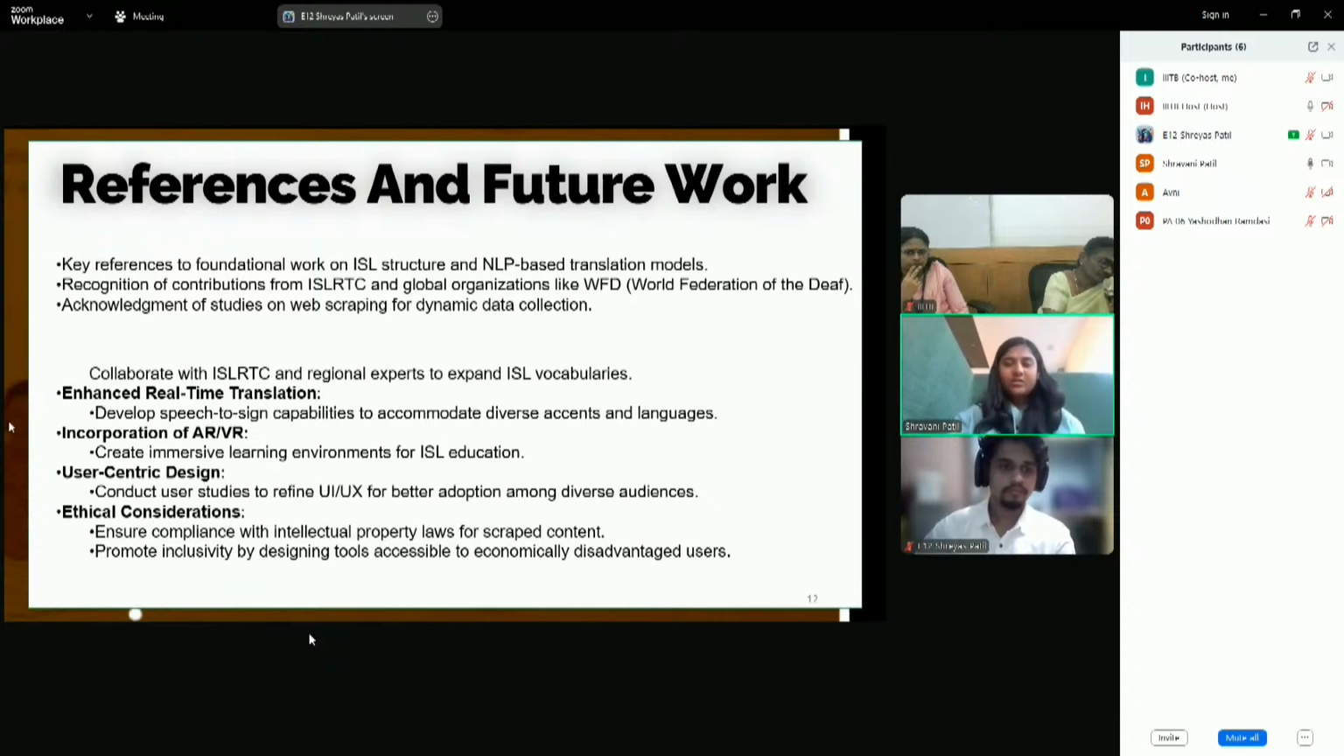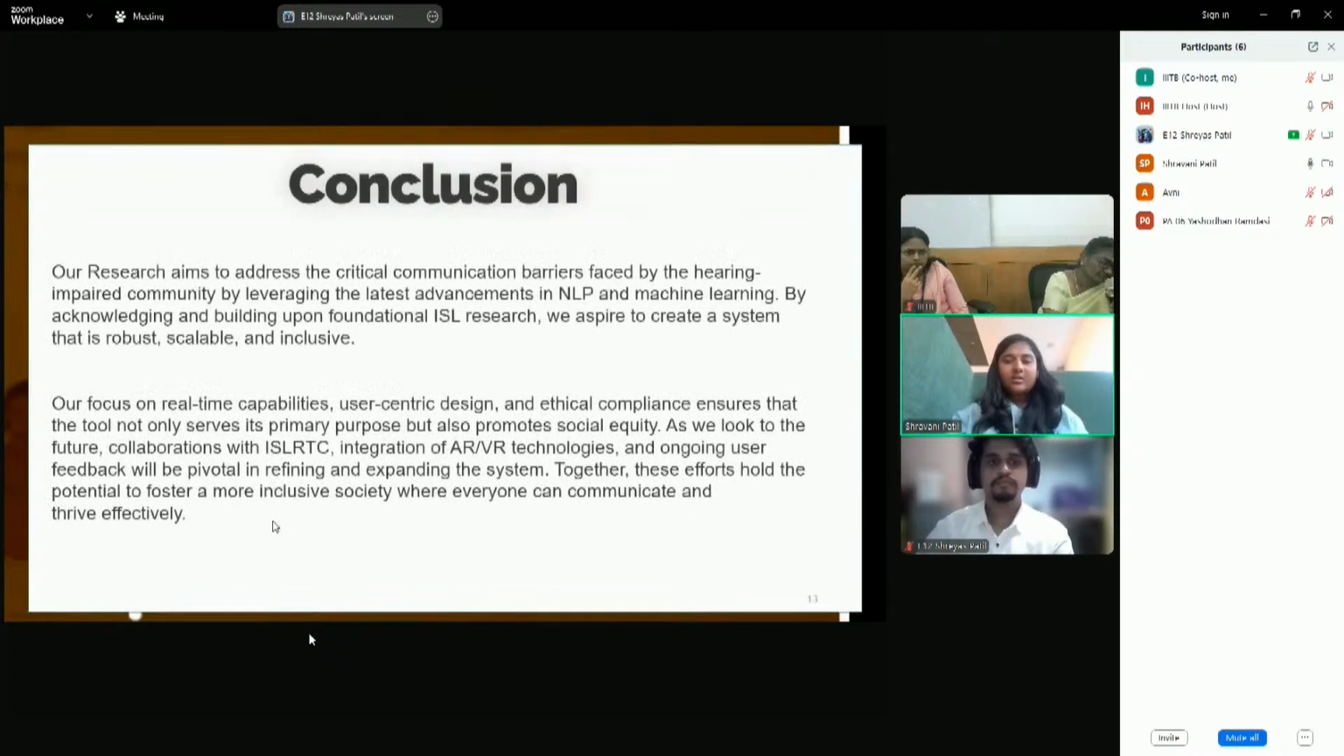Then in conclusion to our project, it aims to address the critical communication barriers faced by the hearing impaired community by leveraging the latest advancements in NLP and machine learning. By acknowledging and building upon foundational ISL research, we aspire to create a system that is robust, scalable, and inclusive. Our focus on real-time capabilities, user-centric design, and legal and ethical compliance ensures that the tool not only serves its primary purpose, but also promotes social equity.